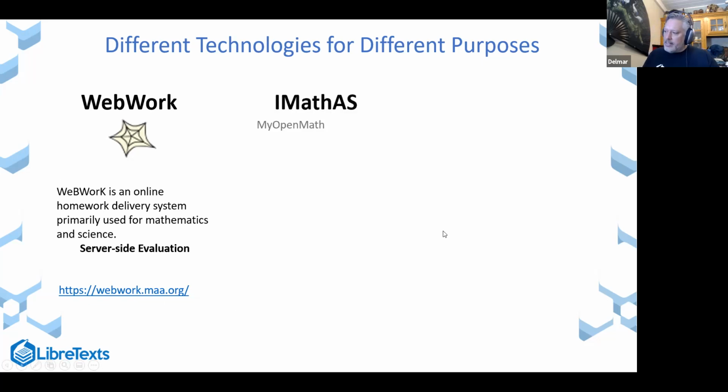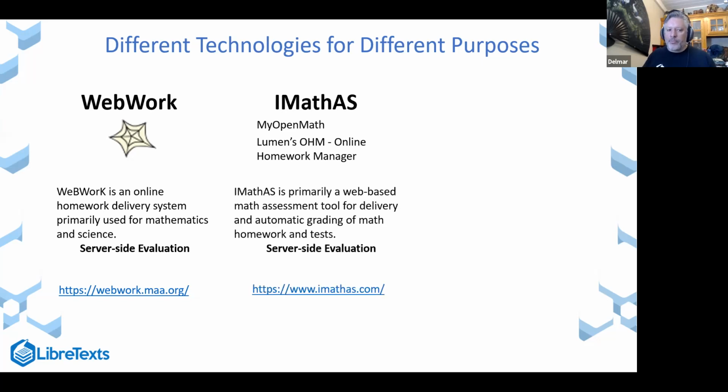at webwork.maa.org. The second system that we have in place is iMathAS. iMathAS is the technology underlying MyOpenMath. If you're in Washington State, it's WAMAP. Or if you've ever had any familiarity with Lumen's OHM system, that's basically iMathAS. It's open source technology that you can implement and use effectively. It was a port of WebWork that restructured things to be used in a slightly different fashion, in part because of the complexities of both programming content and using that content effectively in courses. And you can see more information regarding iMathAS at this URL right here.